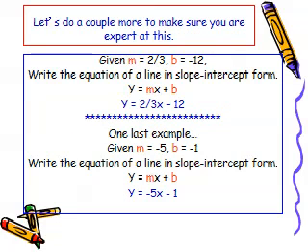Given an m of 2/3 and a b of negative 12. If we want to put that in slope-intercept form, m is 2/3, b is negative 12, y equals mx plus b, plug it in. 2/3 is your slope, negative 12 your y-intercept. Finally, one last example. m equals negative 5, b equals negative 1. Plug those in. Negative 5 goes in for m, negative 1 goes in for b.